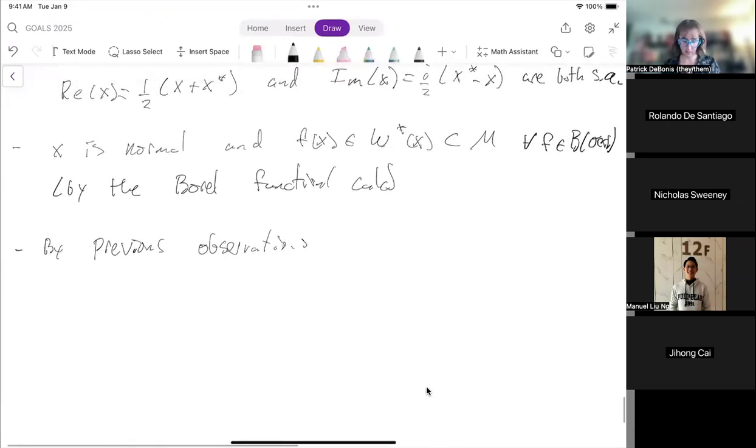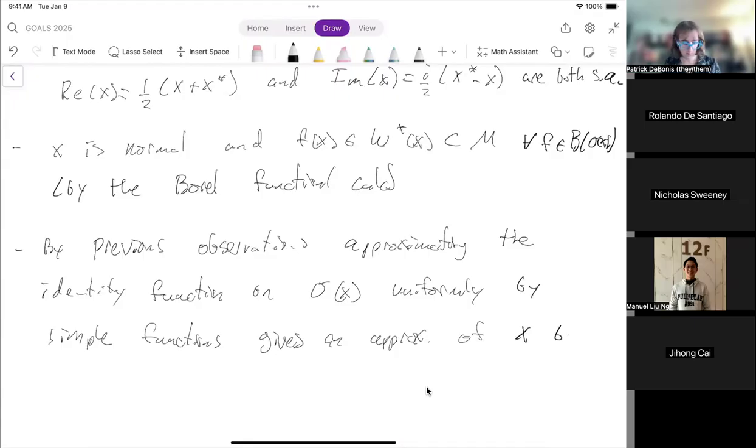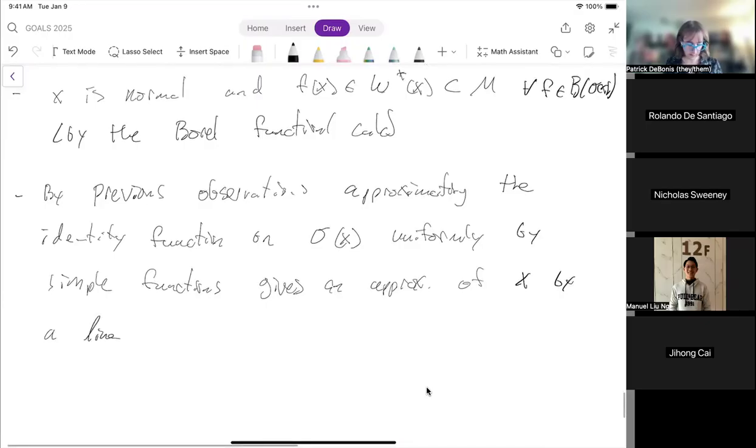By previous observations, approximating the identity function on the spectrum of the operator uniformly by simple functions then gives an approximation of the operator by a linear combination of projections in M. Again, this is by the Borel functional calculus.